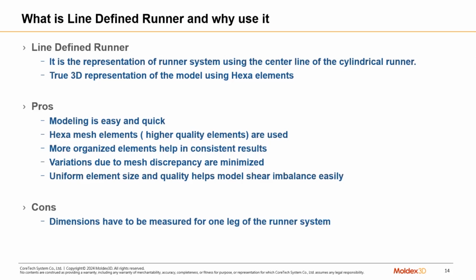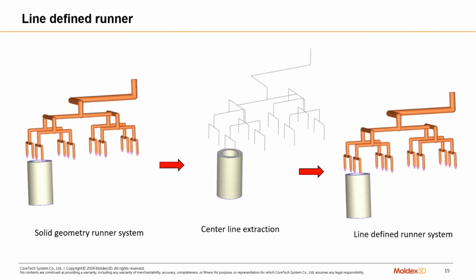What it means is basically once you get the geometry, all the cavities in the runner, all you'll have to do is spend a few minutes measuring what that runner branch measures at. And then non-cylindrical shapes cannot be created using line-defined geometry. So if you don't have a cylindrical runner system, then you cannot use this line-defined runner. But yeah, we're going to look at the workflow now, and this is what line-defined runner system means, right?